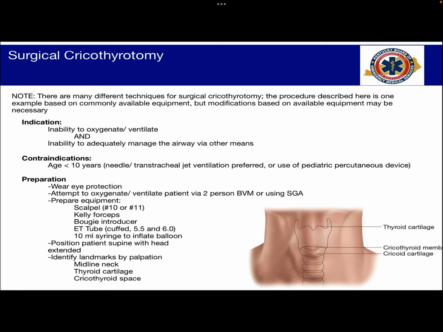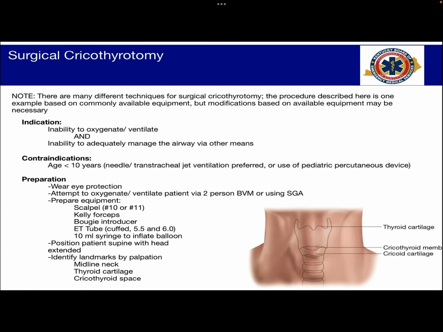So the indication for a surgical crack is going to be the inability to oxygenate and ventilate and inability to adequately manage the airway via other means. Everybody was taught in medic class, can't oxygenate, can't ventilate, can't intubate. Those are the criteria for surgical cracks. The contraindication is going to be a patient less than 10 years. Those patients are preferred to have needle cracks. So just keep that in mind.